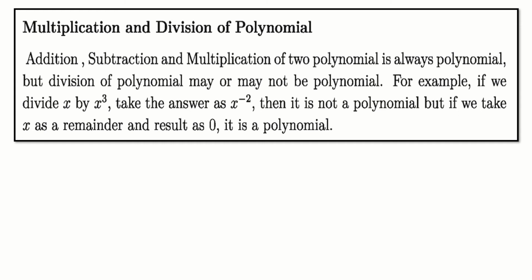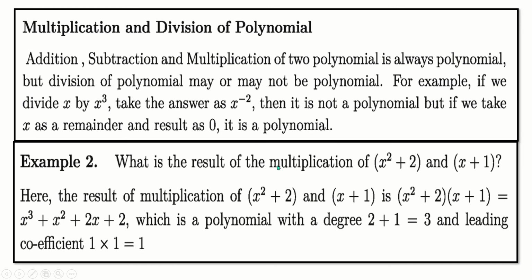But when the result is 0, that means quotient 0 and remainder x, then it is a polynomial, because here the power is a constant, power will be 0, that means non-negative, so this is a polynomial. Clear?